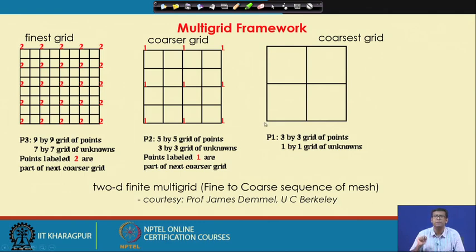Now, if this is the geometry, I can see the coarsest mesh is just sufficient to resolve the entire boundary. There is one point on this boundary, one on this boundary, one on this boundary, and one on this boundary: 4 points, except for the corners. That is sufficient to resolve. It is the least number of points we can deploy to get at least one internal point here. This is the coarsest mesh, obtained by removing points from the finest mesh, and this is the fine to coarse sequence of the meshes.